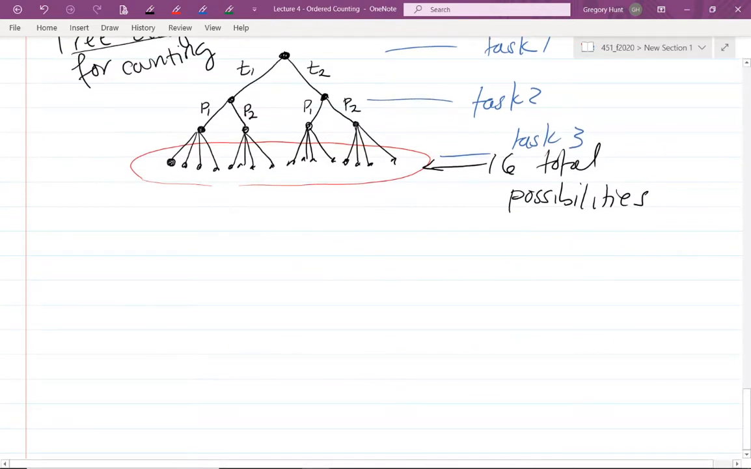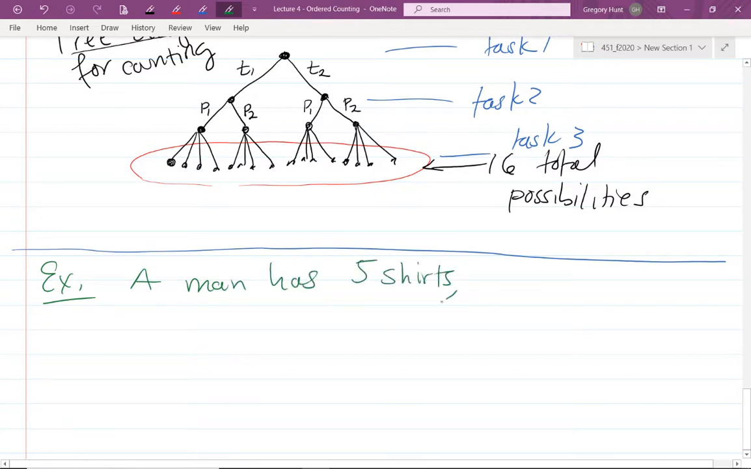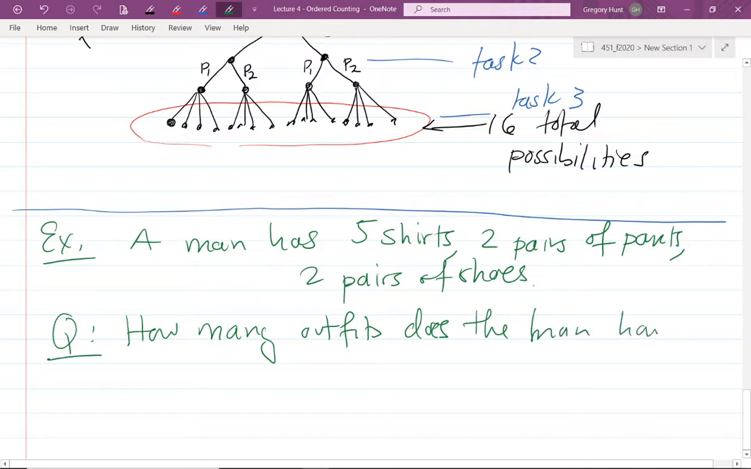Okay. So another real simple example of this fundamental theorem of counting. Let's say, example, a man has 5 shirts, 2 pairs of pants, and 2 pairs of shoes. And the question here is how many outfits, maybe not good looking outfits, but how many outfits does the man have? How many outfits does the man have?